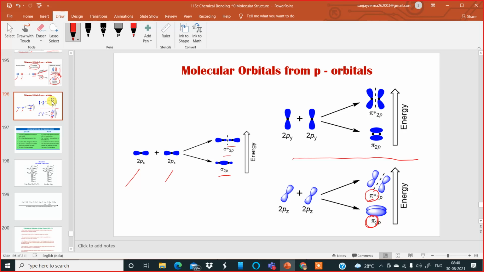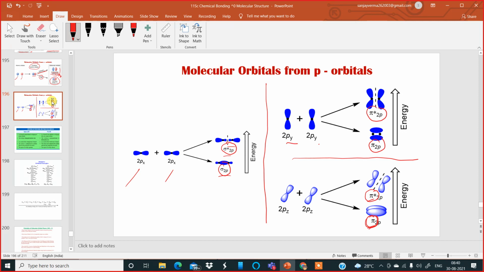Now one is anti-bonding, one is bonding here also. Now here again same thing. 2py, 2py. It is again sidewise overlap, so it is forming pi 2p. It is here. It is forming pi star 2p. Okay. Only x orbitals. Only x orbitals form sigma bonding and sigma star anti-bonding molecular orbitals.